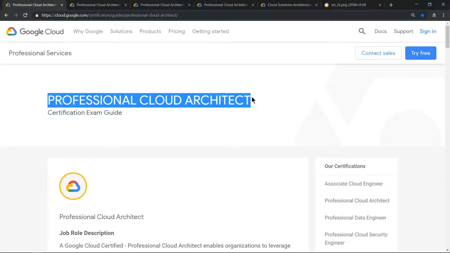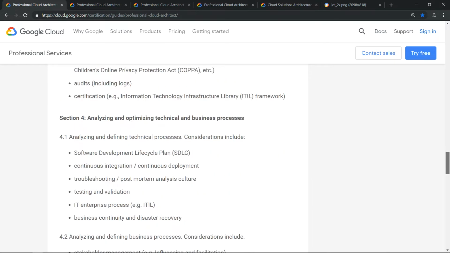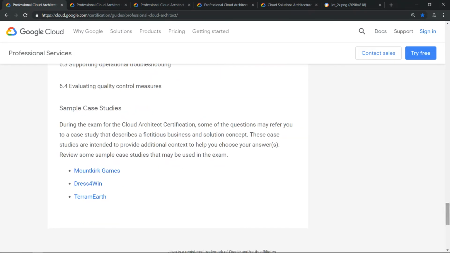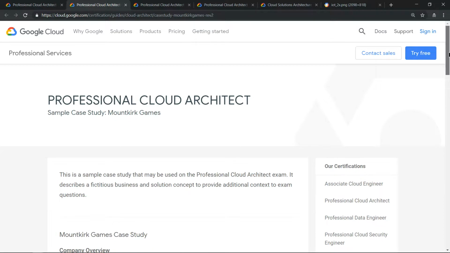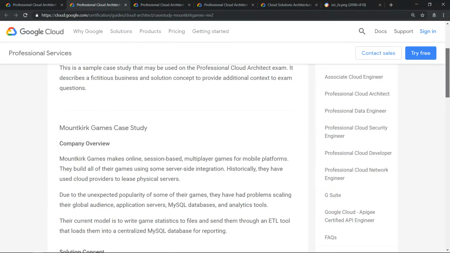Today we'll explore the case studies related to GCP's Professional Cloud Architect certification. There are three case studies. If you scroll down, there are three case studies which is important from the exam perspective: Mount Creek Games, Reservoir Wind, Therum Earths. So I have opened the links for those things. So these three case studies are very important from the exam perspective.